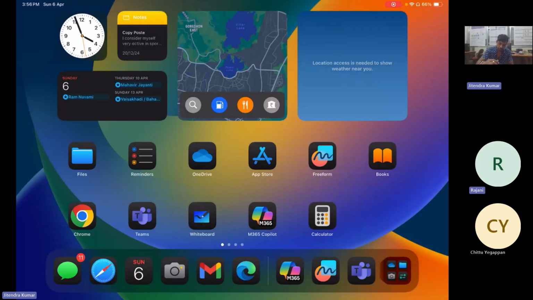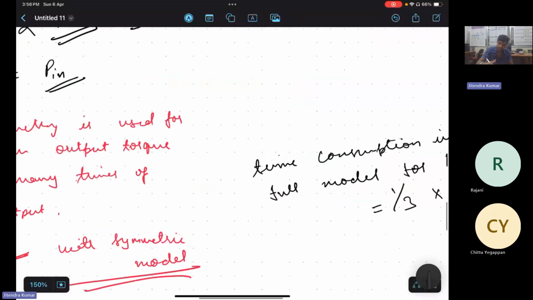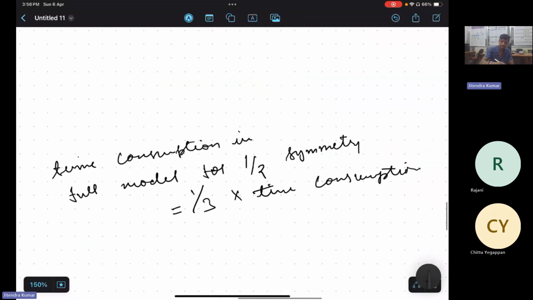So earlier it took 18 seconds and now it took 54 seconds. Almost thrice the time to simulate the full model compared to the symmetric model. Initially we solved with half symmetry, where one pole pair was required. In the next model we used the full machine and it took thrice the time compared to the symmetric model, and it gave a much more accurate value.